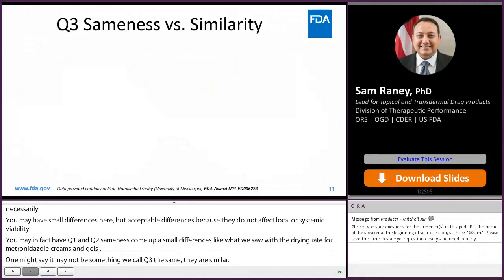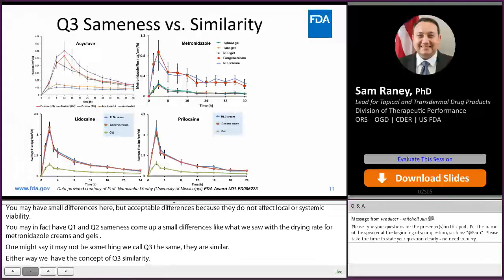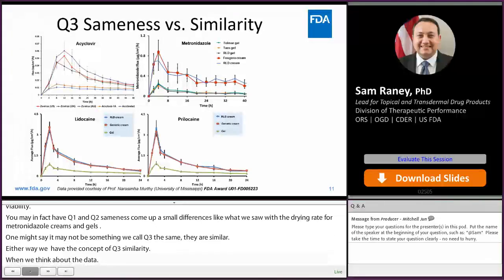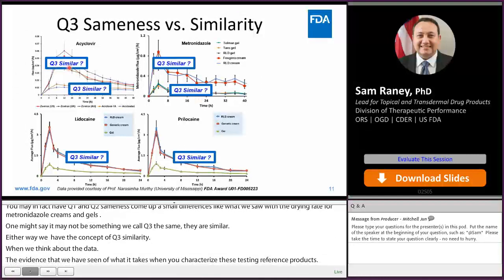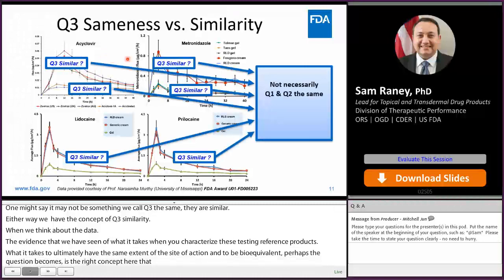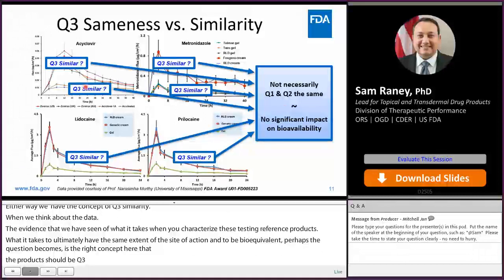And when we think about the data, the evidence that we've seen of what it takes when you characterize these test and reference products, what it takes to ultimately have the same rate and extent to the site of action and to be bioequivalent, perhaps the question becomes, is the right concept here that the products should be Q3 similar, because is it the Q3 similarity that is really the right way to control it? What we see is that all of these products have something in common in that sense, that they are not necessarily Q1 and Q2 the same. However, there's no significant impact on bioavailability.